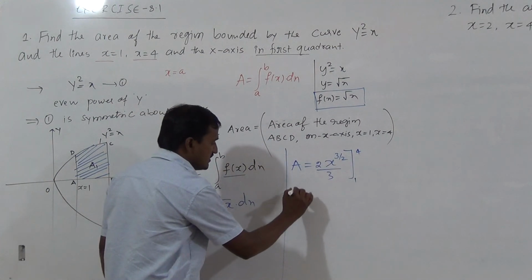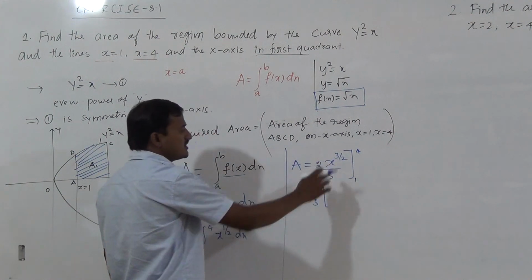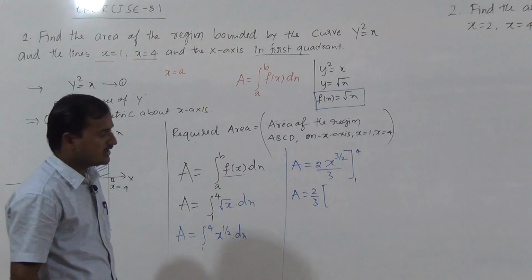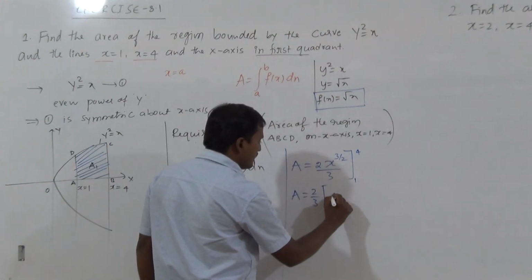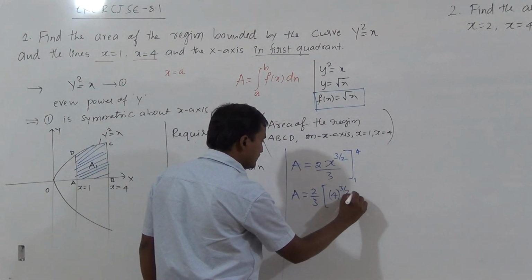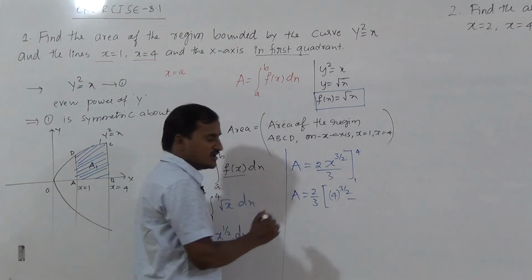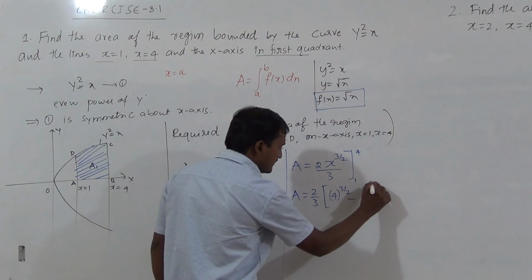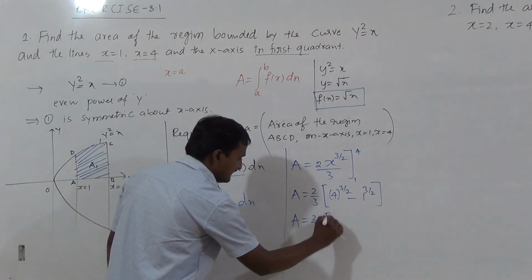So simplify this one. Here 2 by 3 I will take outside. So what is the remaining? First I should substitute the upper limit, after that I have to substitute the lower limit. So the upper limit is 4, 4 to the power 3 by 2 minus, what is the value of x? The lower limit is 1, 1 to the power 3 by 2, right? So simplify this one, A is equal to 2 by 3, right?